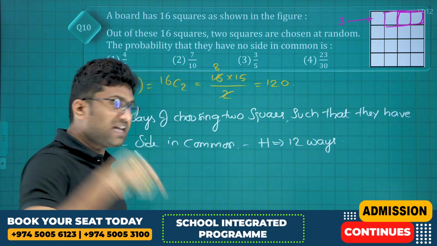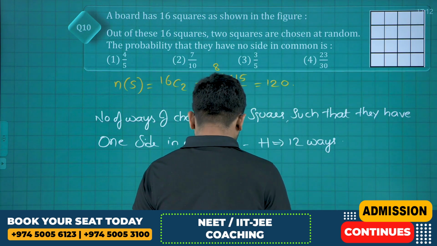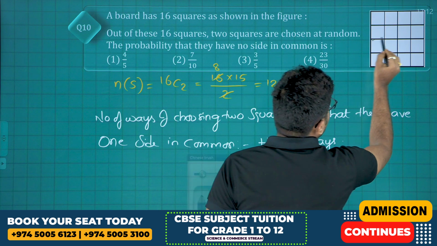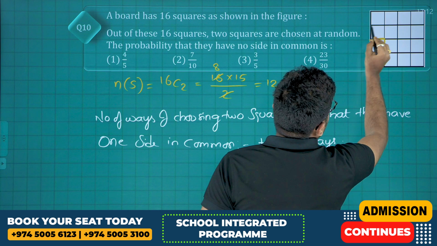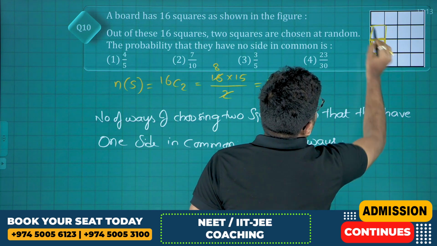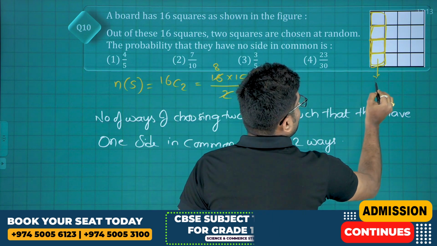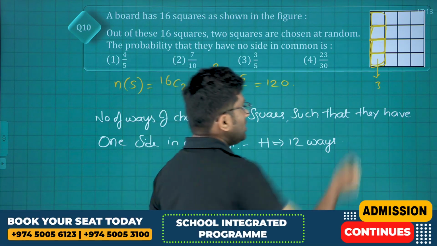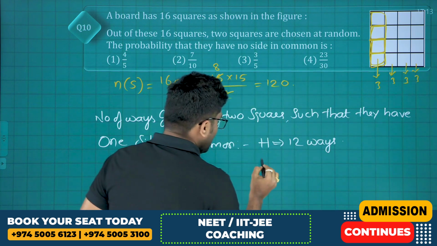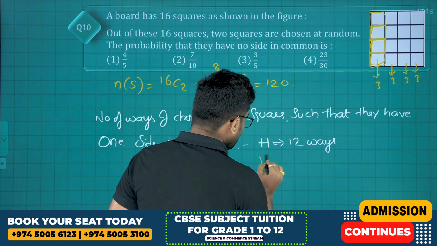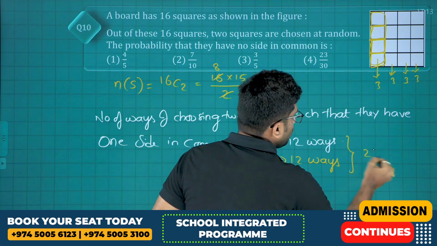12 ways horizontally. In the same way, I can select vertically also, no? In this column, if I select these two, this side will be common. In the same way for the other pairs. So I can choose in 3 ways in each column, and 4 3s are 12 again. So vertically also 12 more ways. Now the total is 24.